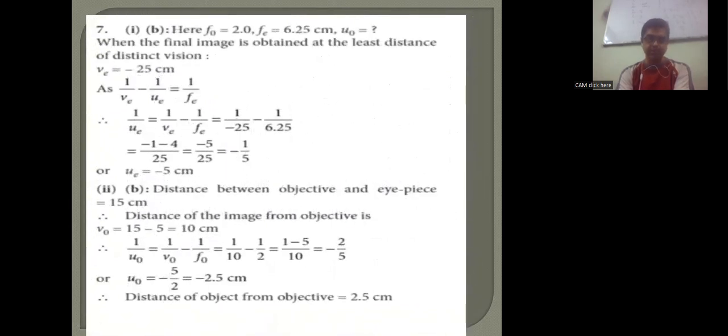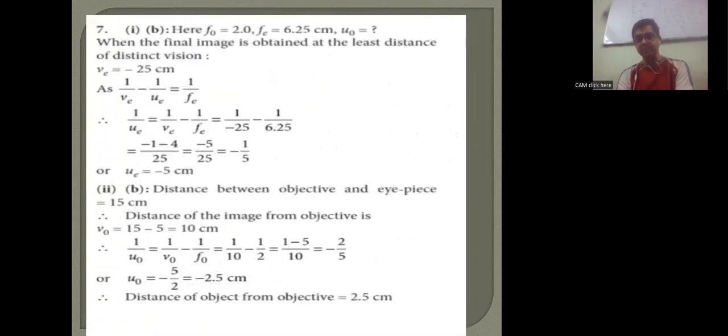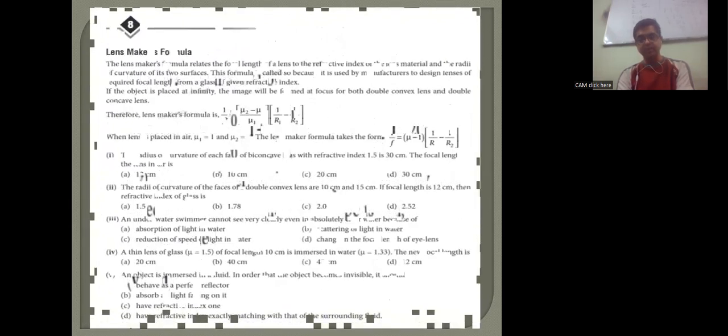Now come to fifth one. The magnifying power of a compound microscope increases when focal length of the objective is increased and that of eye lens is decreased; focal length of the eye lens is increased and the objective is decreased; focal length of both eye and objective lens should increase; focal length of both objective and eye lens should decrease. Student, magnification inversely depend करता है focal length पे. Student, if focal length is less, magnification will increase.